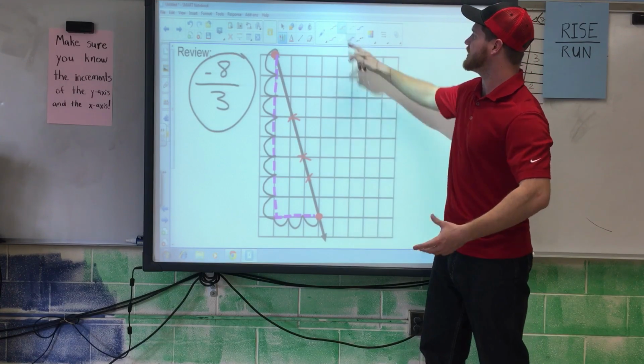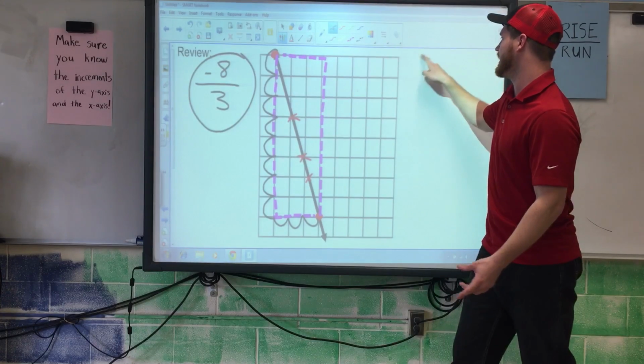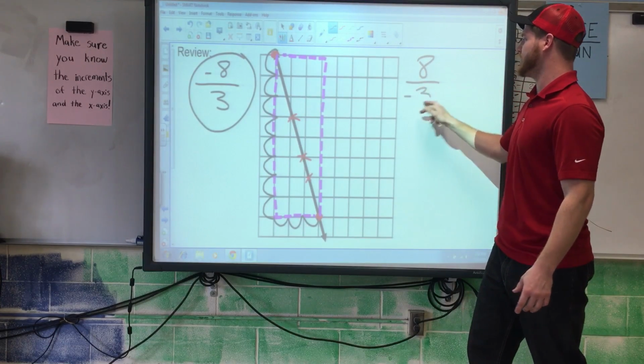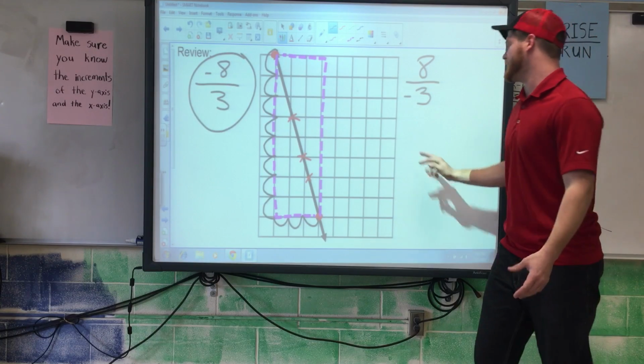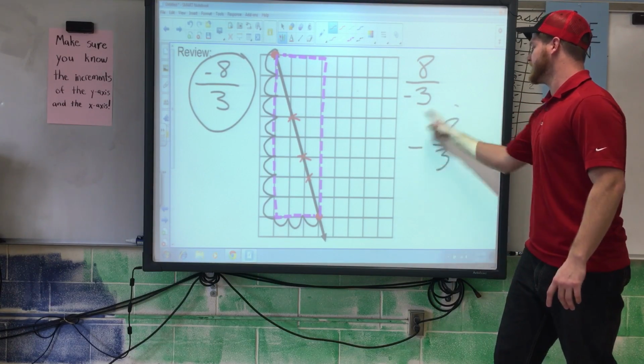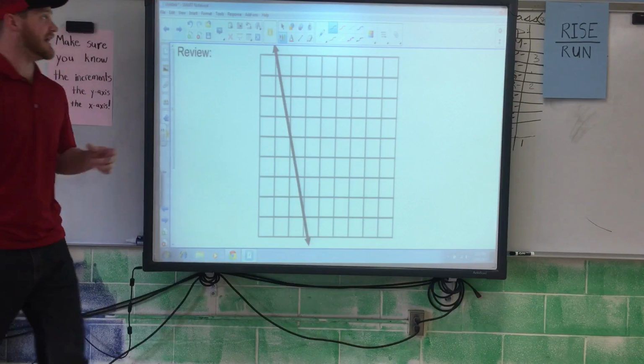Now, you can go in the other direction, like I was saying. You can go up 8, left 3, which can be written 8 over, and if you go left 3 on a number line, that's 8 over -3. Those are both the same thing, but usually it's going to look like negative off to the side, and then your 8/3 right there.